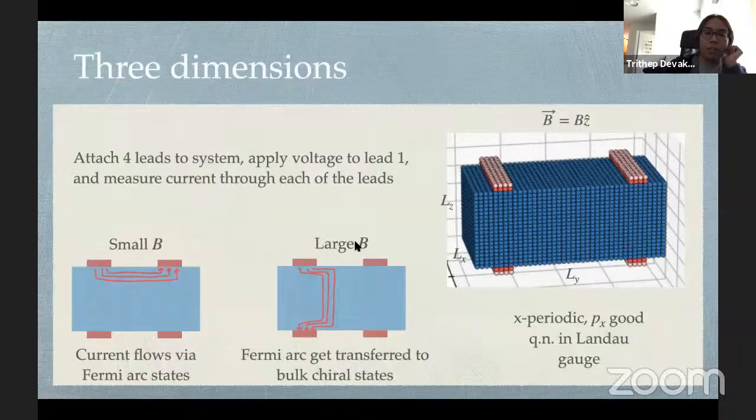But if we increase the field, now if we're at large B, what happens is that the current goes in, it enters the Fermi arc state, it's moving along, but because the field is large, it gets pushed along the Fermi arc, and at some point it's going to reach the end of the Fermi arc and get transferred into the bulk state. And then it goes across the whole sample, and it comes back out and leaves through the bottom lead. So at large field, if the chiral states are perfect, we expect the current, rather than going out here, will prefer to go through the bottom one.